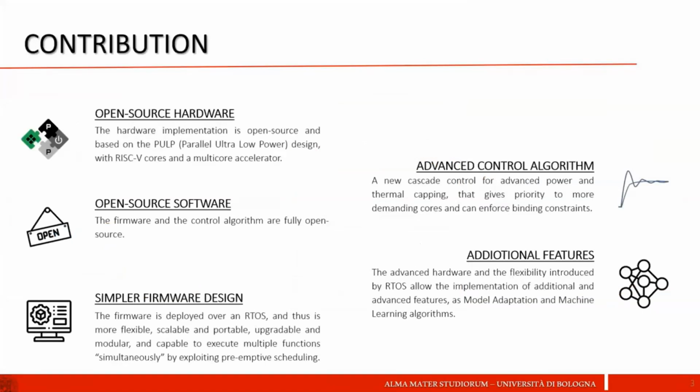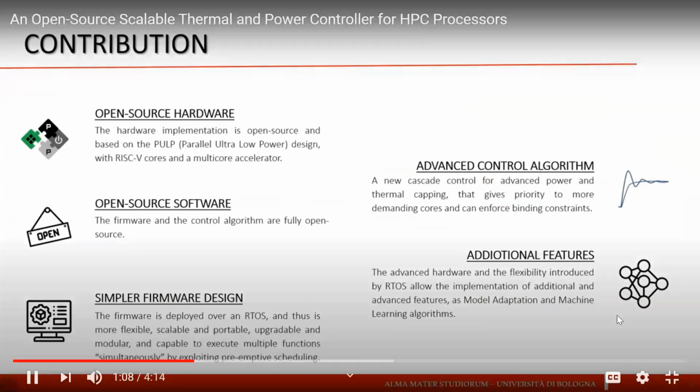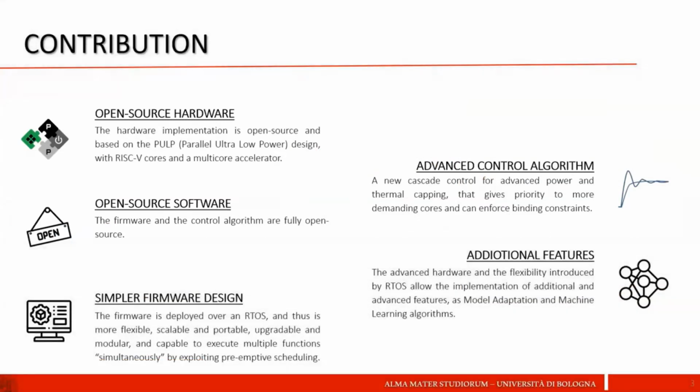We designed a PCS with open source software and hardware, featuring a simple and modular firmware design based on an open source real-time operating system. The hardware platform is based on the PULP control design, running a main RISC-V core supported by a multi-core accelerator with 8 smaller RISC cores. It has a lower power consumption compared to other PCS on the market, but its advanced design and computation power allow the implementation of complex control algorithms and the utilization of the RTOS.